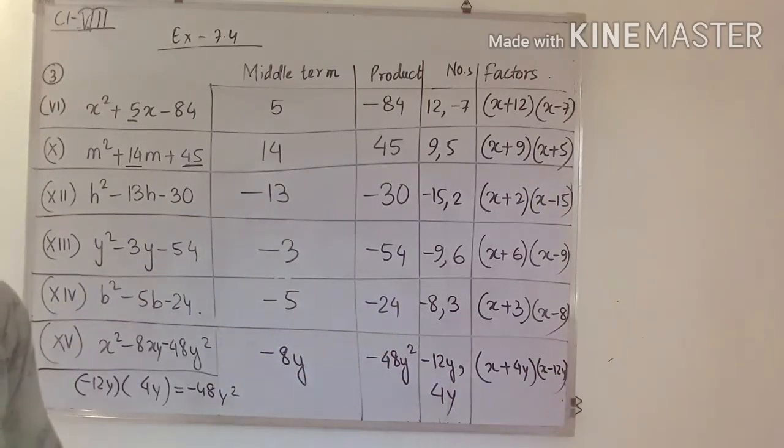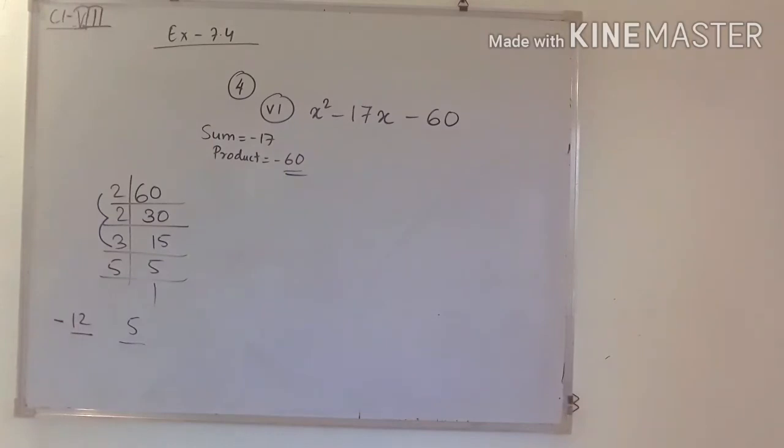So try to practice, students. This is an important question, you can say, because you have to find the product. So see, students, I am doing the next question, number 4. So this is the question, and the sum is minus 17 and the product is minus 60.